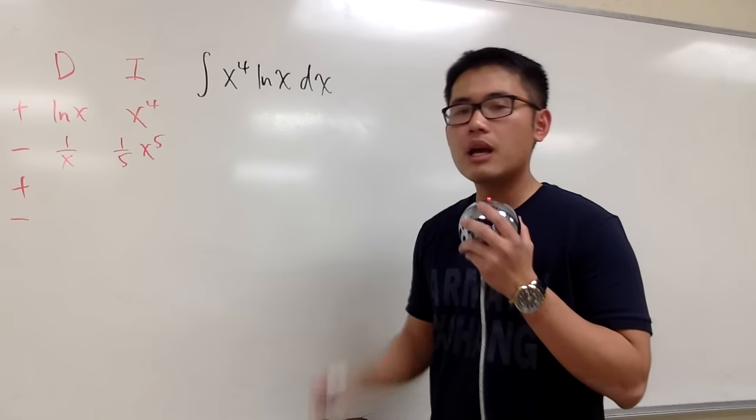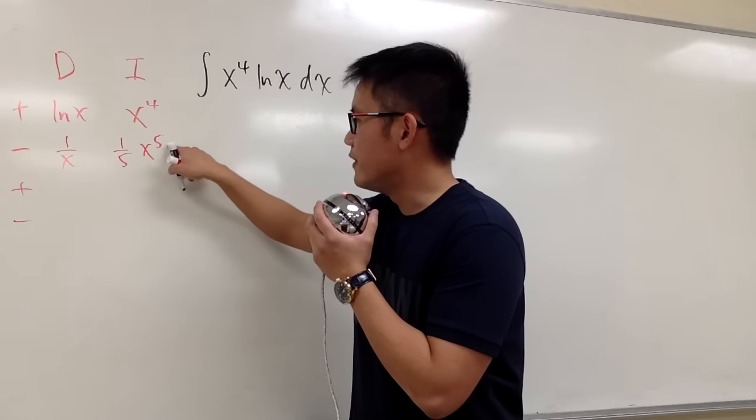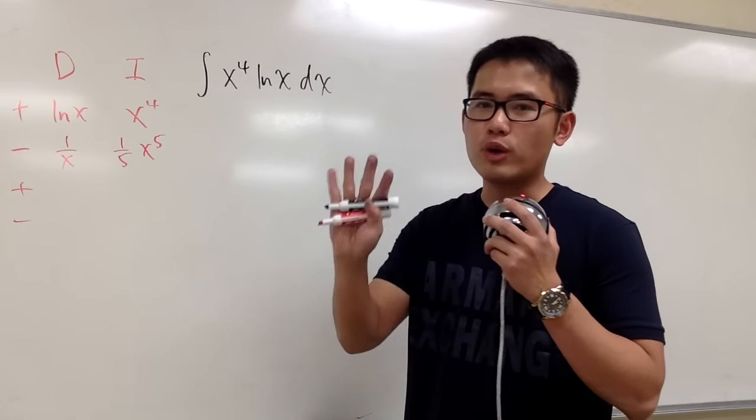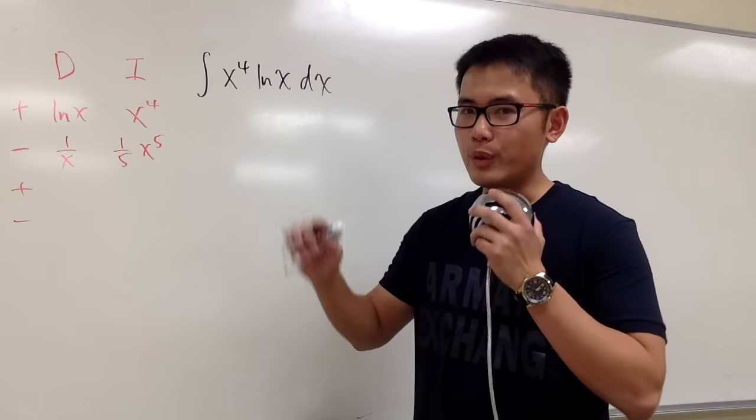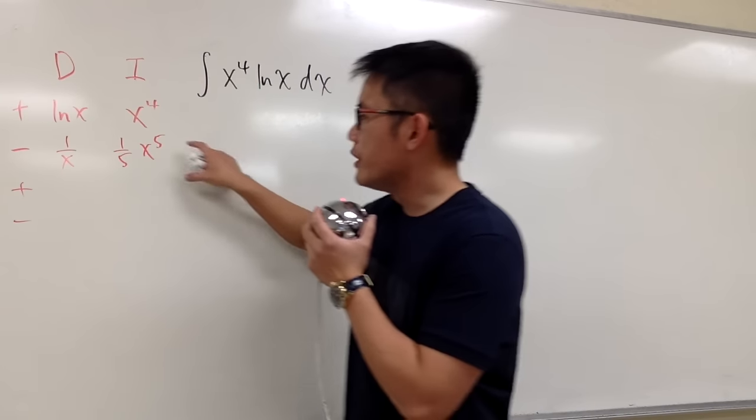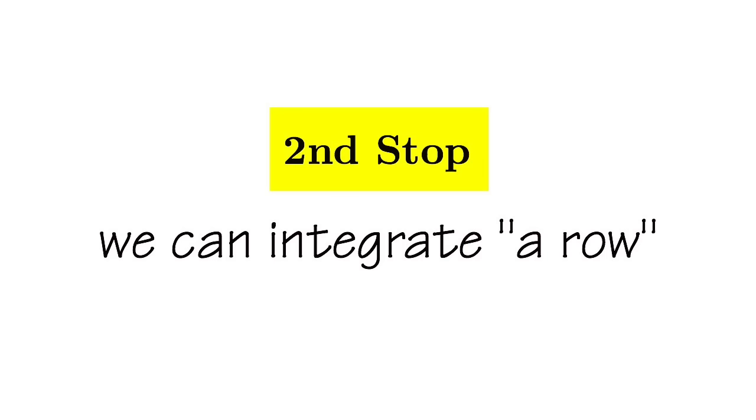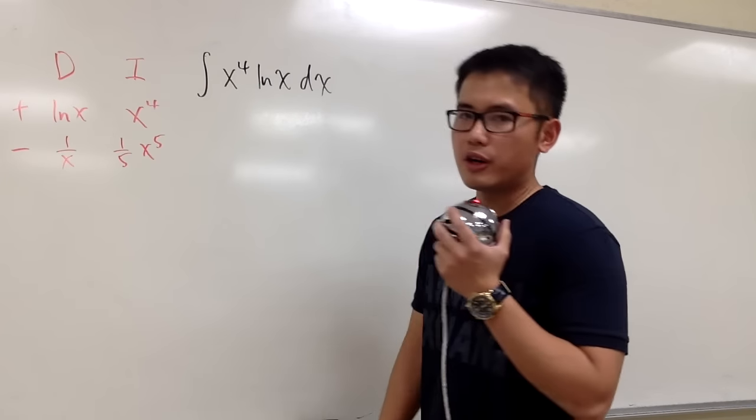Second of all, let's look at the product of 1 over x and x to the fifth power. We get x to the fourth power, right? And can we integrate x to the fourth power? Of course, and it's pretty easy as well, right? So in this case, we can stop right here. This is the second stop. Whenever we can integrate the product of a row, we stop. Once again, each row represents an integral. Whenever we can integrate the product of a row, we stop. So in this case, I don't need to go down any further.